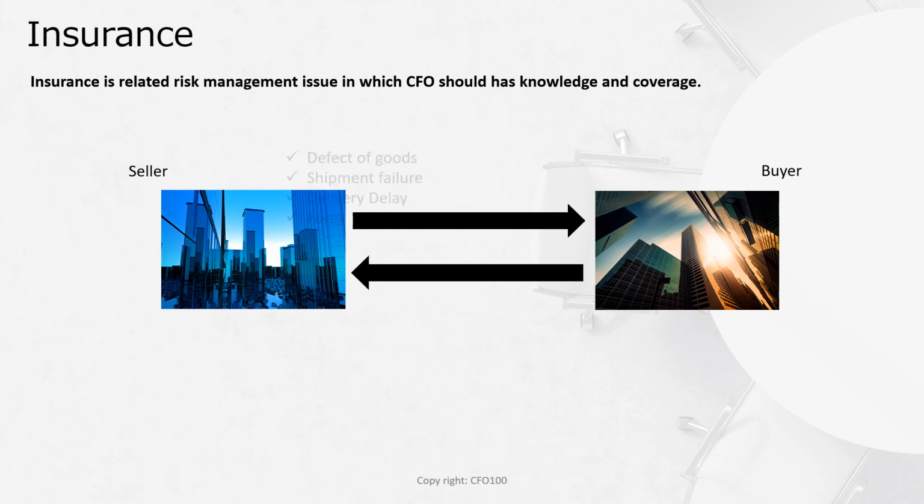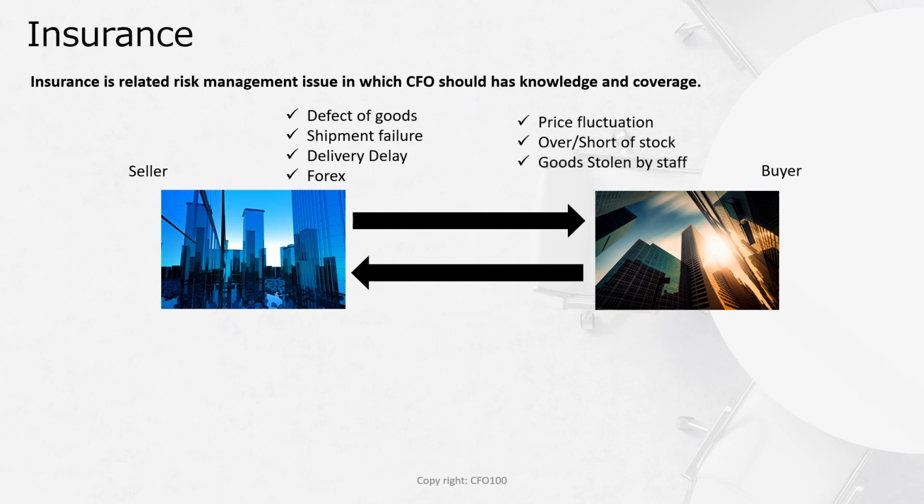Seller often takes responsibility for quality of goods, shipment failure, and delay of delivery. Buyer takes the other kind of risk, for example, price fluctuation, over and short of stock. You may be faced with a surprising incident like goods being stolen by someone. We can imagine those risks, and some of them can be well mitigated and controlled, and the damage is also at a limited and acceptable level.